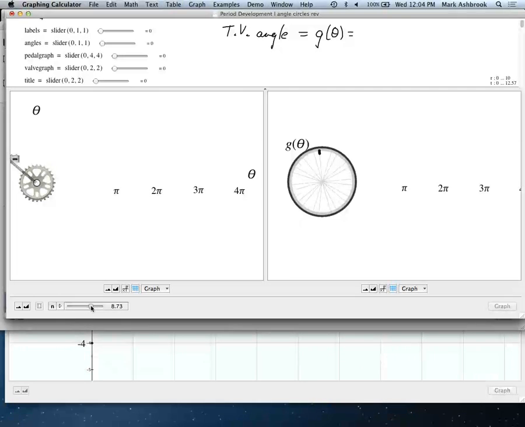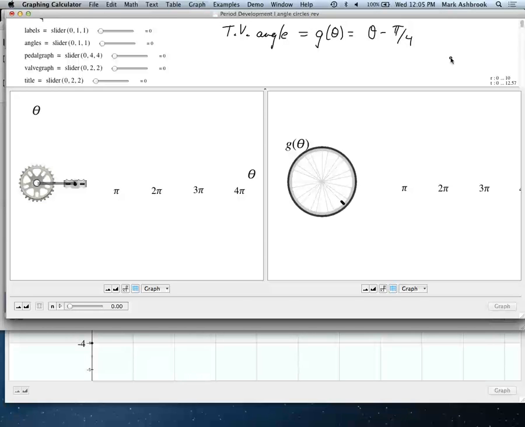So how can we write the angle of the tire valve as a function of the angle of the pedal? What would it be? She wants theta minus pi over 4. Do you agree with that? She's saying this angle is always pi over 4 less than whatever the pedal is. That's right.